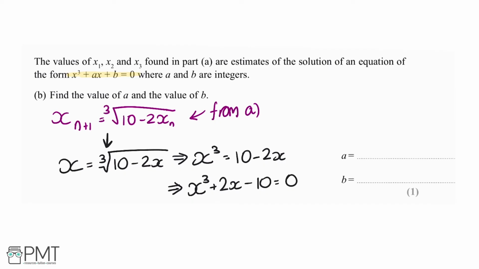So it's a bit easier to visualize it if we get rid of this and we add a plus here. So we're going to have plus minus 10 equals 0. It means the same thing, but it means we can easily match up a and b. So we can see from here that we've got ax and 2x, so that means a is 2, and plus b, and we've got plus minus 10, so b is minus 10. And getting both of those, we get our 1 mark.